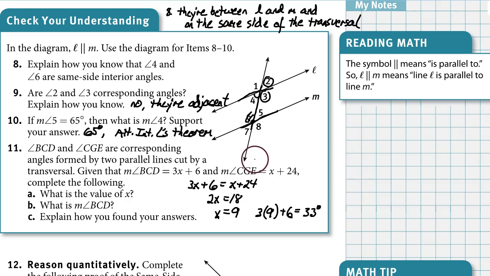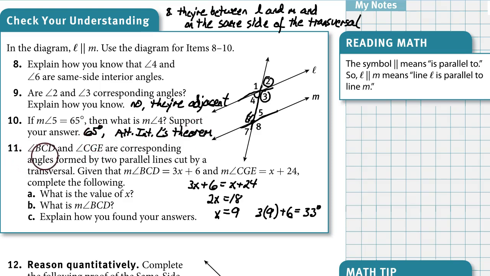Number 10, if angle 5 is 65 degrees, then what's the measure of angle 4? So we need the relationship between angle 5 and angle 4. These are called alternate interior angles, and there's a theorem about that. Alternate interior angles are congruent, and so the answer is 65 degrees.